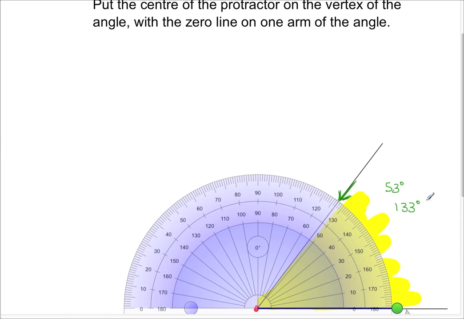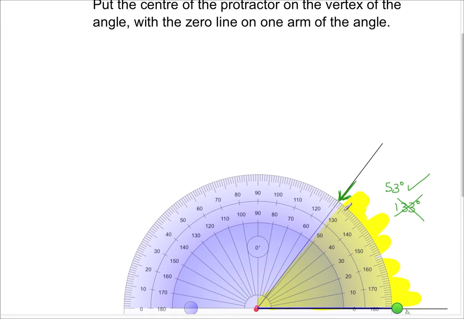Now, how do we know which one to use? There's a couple of different things that you can think about here. The first thing is that we know this is an acute angle. It didn't quite get to the 90 degrees. We know that it's small. It doesn't have that square corner in it. So since it didn't get to the 90 degrees, we can safely eliminate the 133. And this is a 53-degree angle.